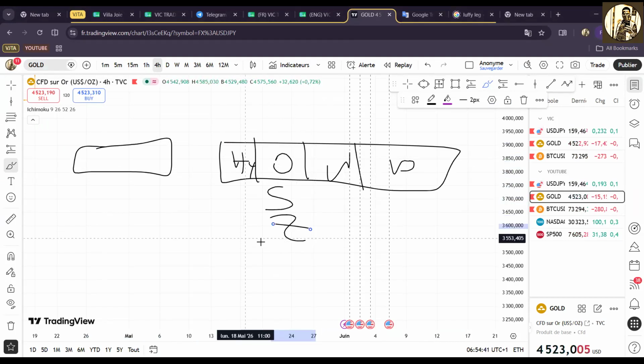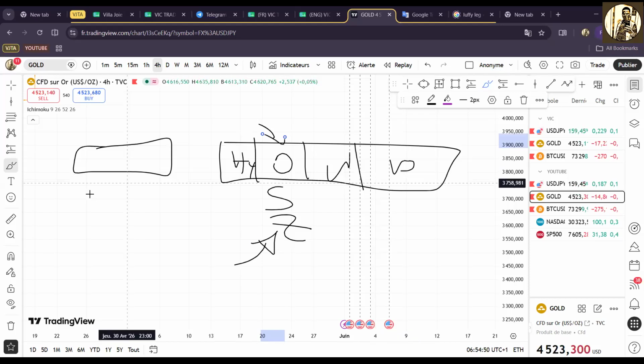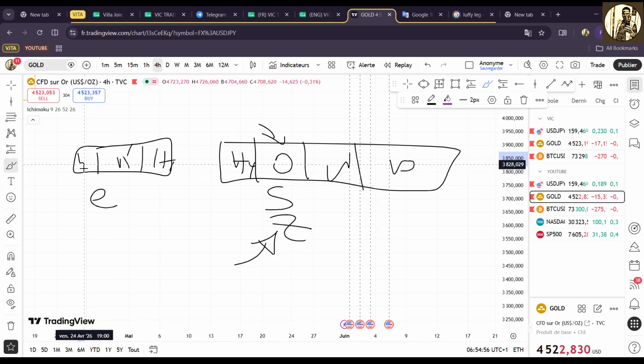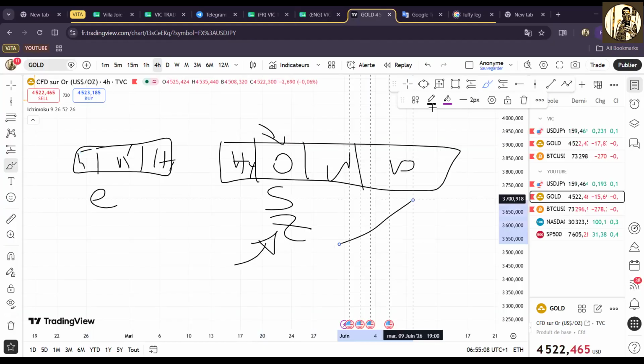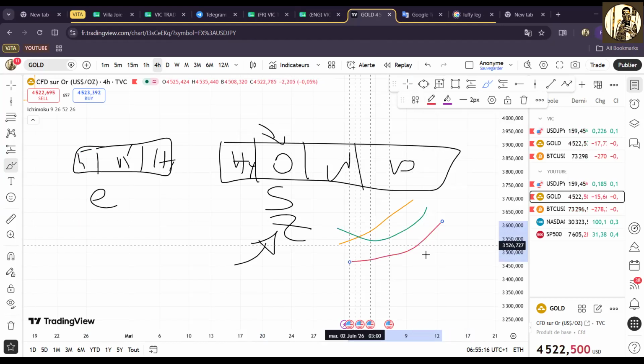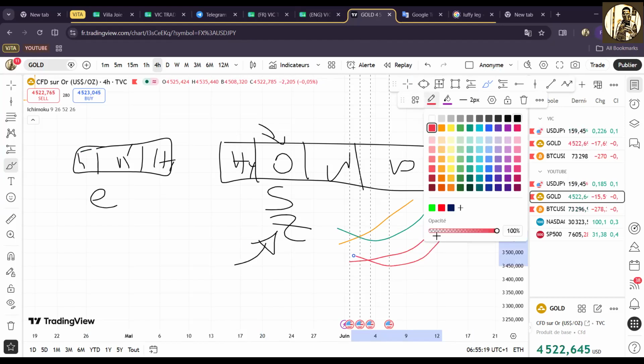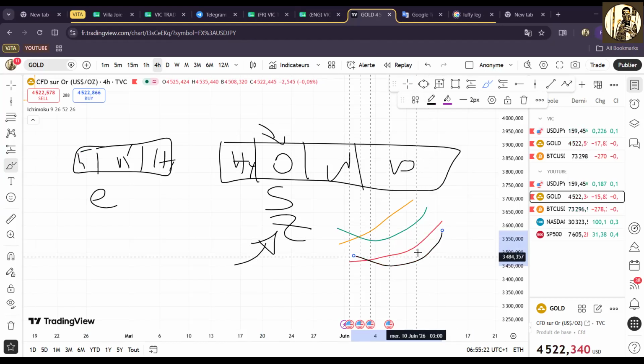So execution zones are zones that are inside the big time frames from H4 and above. Now, entry time frames are like H1, M15, 5 minutes and 1 minute, right? So we have two types of execution zones. We have the execution zones that are all Ichimoku lines. I mean, Tenkan, Kijun, SSA, and SSB. Those are the four execution zones for Ichimoku.